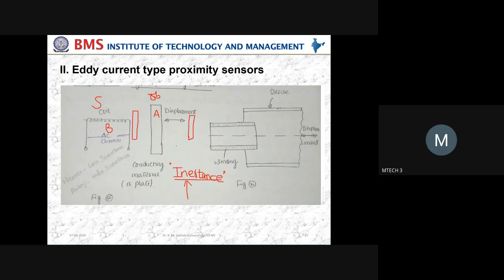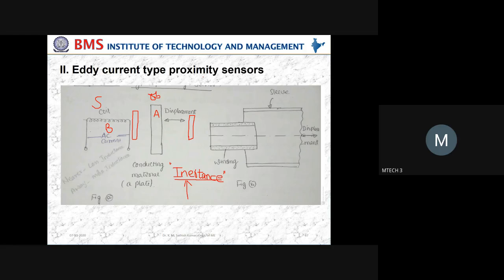More. Okay, the lesser the inertance. You are able to get that. Now here, the amount of distance moved is going to be converted into the value of the inertance. Okay, now this is the working principle of the eddy current type proximity sensor.